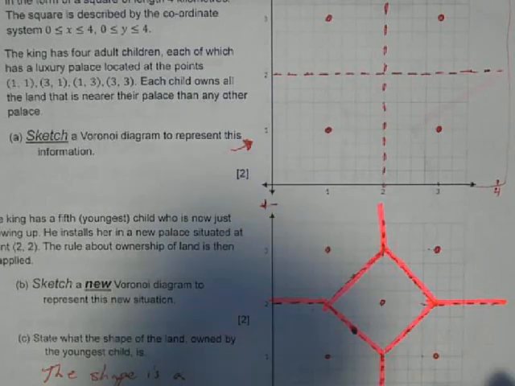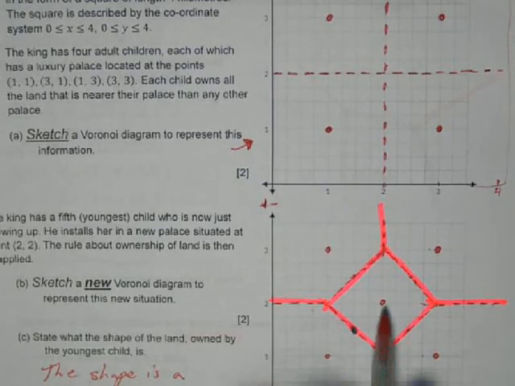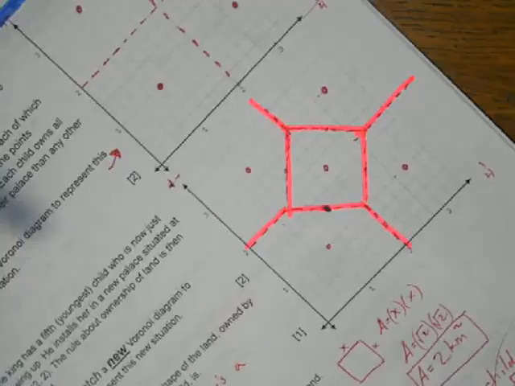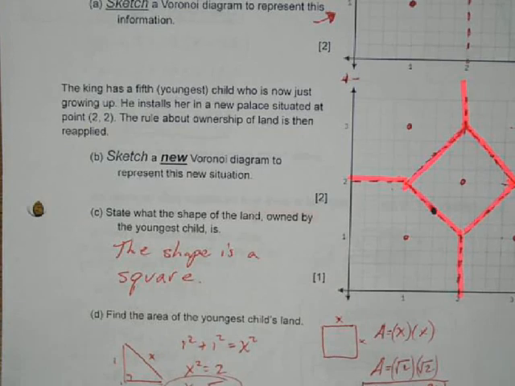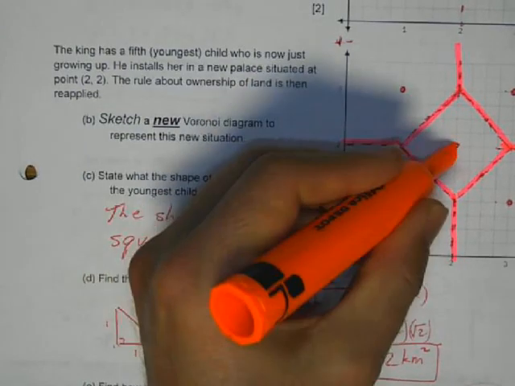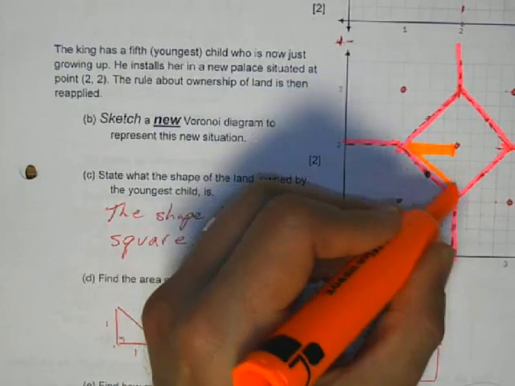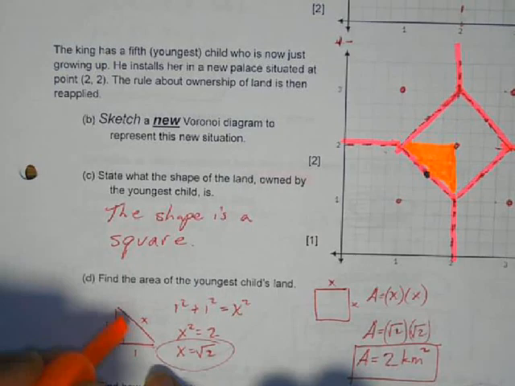So the shape of this child's land makes a square. It's diagonal, but if you look at it this way, you can see that it's a square. Find the area of the youngest child's land. So what I did is I figured out this area right here. This is the triangle that I just drew here.